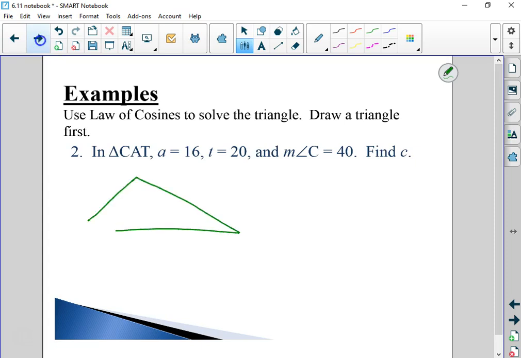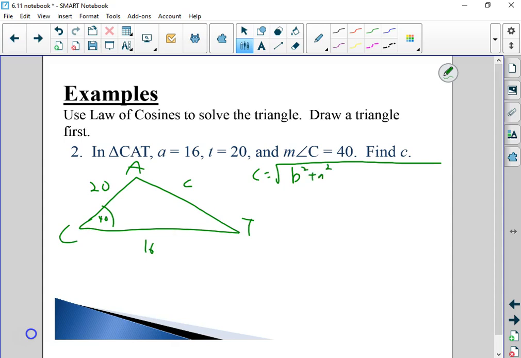Okay, CAT. C-A-T. A is 16. T is 20. And angle C here is 40. So I'll write the formula again, except I'm going to swap my A and C. We're trying to solve for C here. So C is equal to the square root of B squared plus A squared minus 2AC times cosine of C.